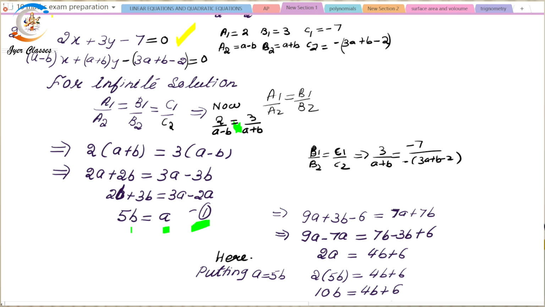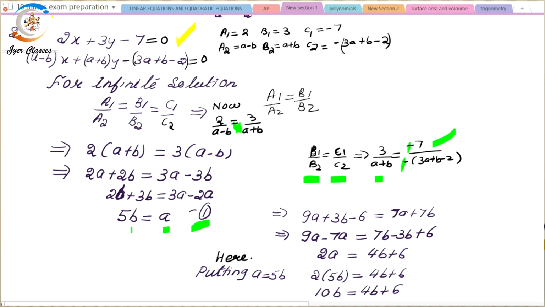You also have, बच्चों, मेरे को देखो, दूसरा कंडीशन लेना क्या था कि a1 by a2 is equal to b1 by b2 is equal to c1 by c2 था ना. तो अब मैं क्या करती हूँ, b1 by b2 और c1 by c2 को लेती हूँ. तो b1 by b2 हो गया 3 divided by a plus b and c1 हो गया minus 7, c2 हो गया minus of 3a plus b minus 2 ब्रैकेट के अंदर और माइनस बाहर है. देखिए ये पूरा प्लस हो जाएगा ना, दोनों माइनस माइनस कट के प्लस.